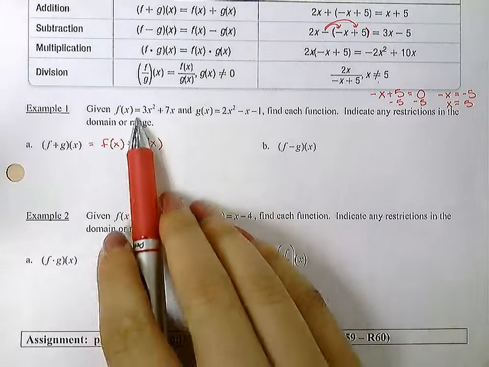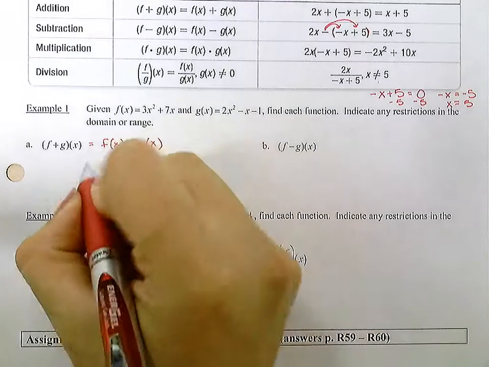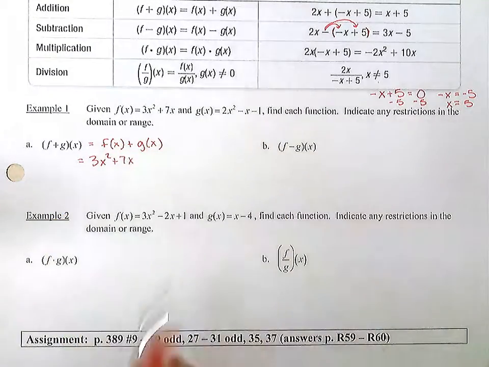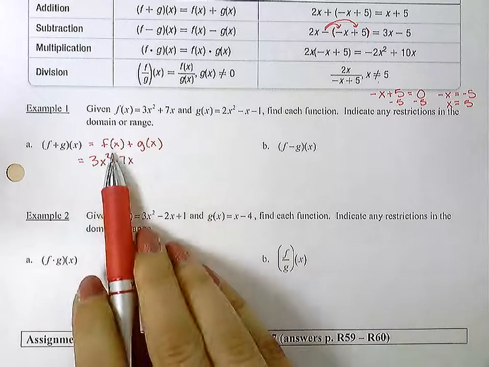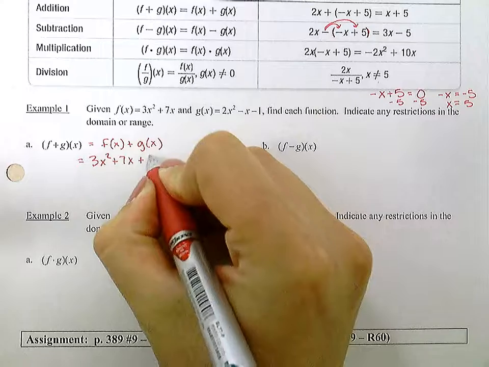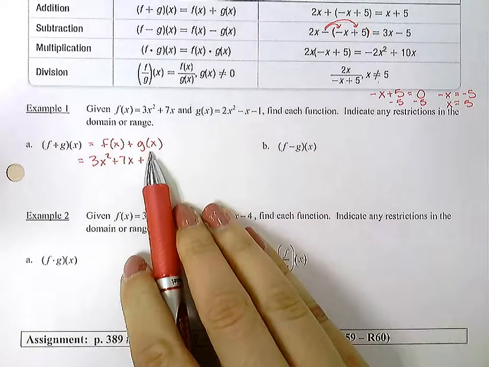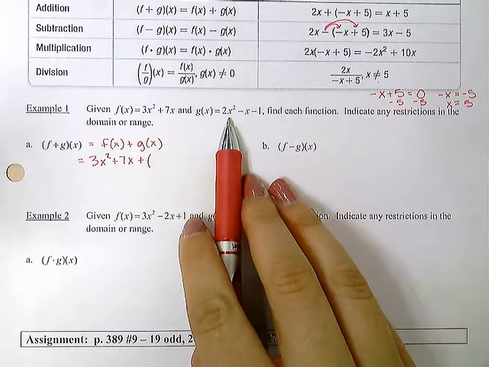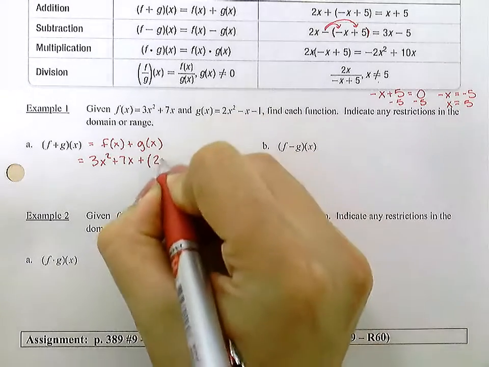So I'm going to take my f of x function, which is 3x squared plus 7x. So just replacing f of x with its function. Add on our second function here, which is g of x. So that is 2x squared minus x minus 1.